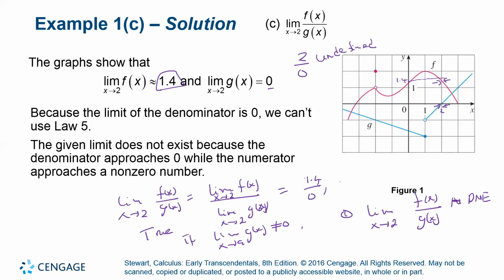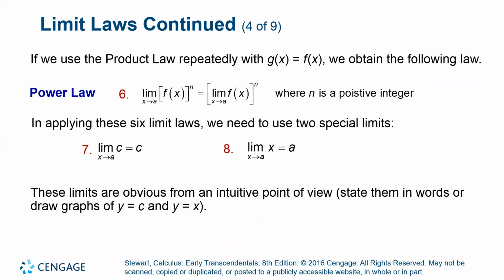All right, we're going to consider other laws. So we have 5 already. There's at least 5 more to go. Law number 6 is called the power law. That means if I want to find the limit as x approaches a of f of x raised to n, it is the same as finding the limit first and then raising the answer to the power of n. That is one law.